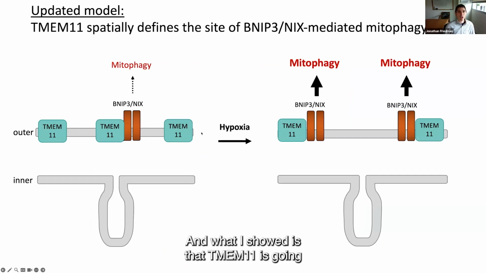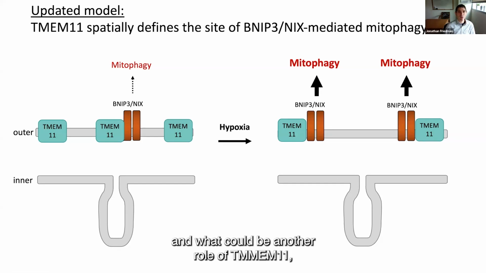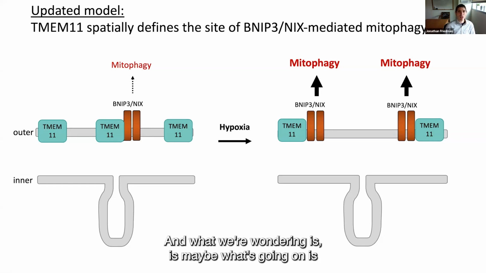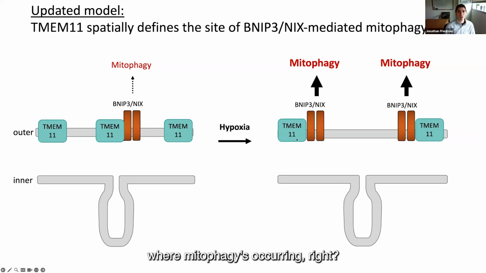And what I showed is that Team M11 is going to the site regardless of whether or not there's basal mitophagy or this hypoxia mimetic induced mitophagy. And so we started thinking about how we could update the model, and what could be another role of Team M11. Why would it be going to these mitophagy sites, but we'd get more mitophagy without Team M11? And what we're wondering is maybe Team M11 is there to help dictate the site of where mitophagy is occurring, right?